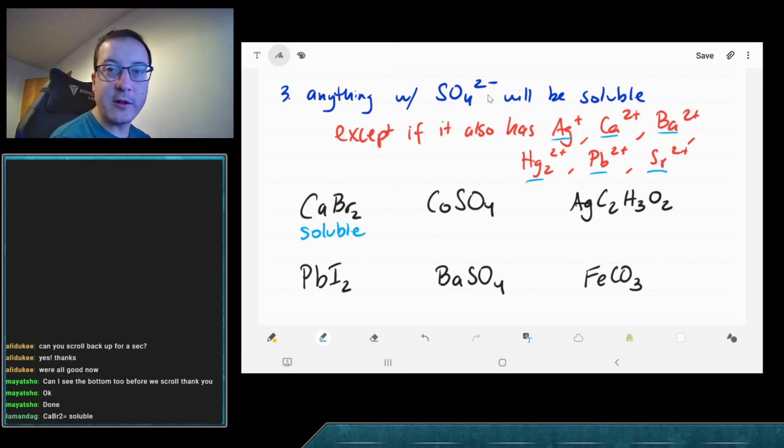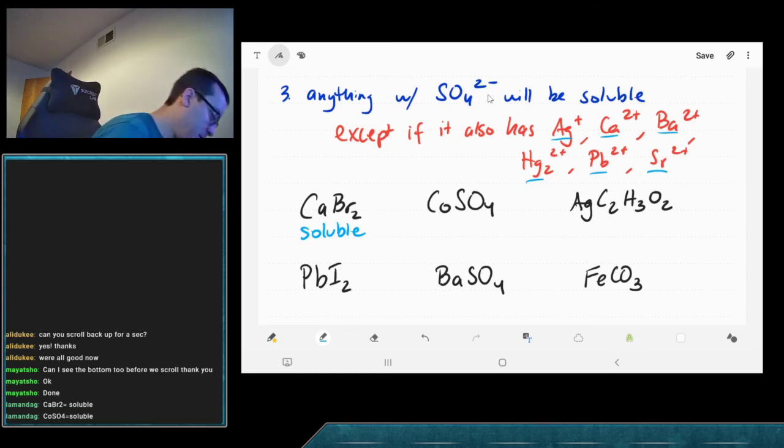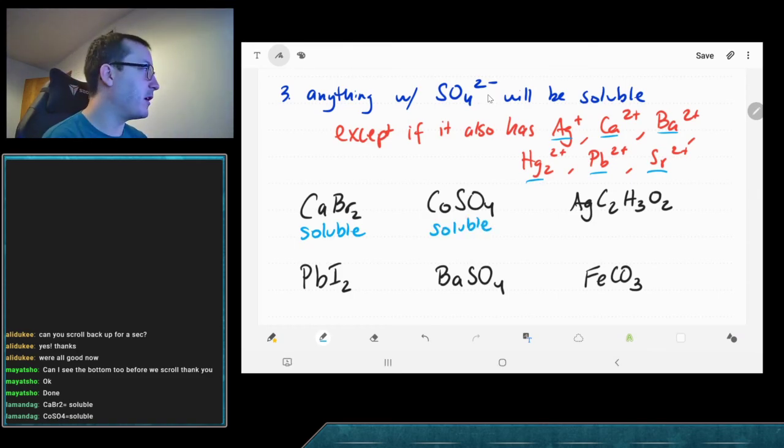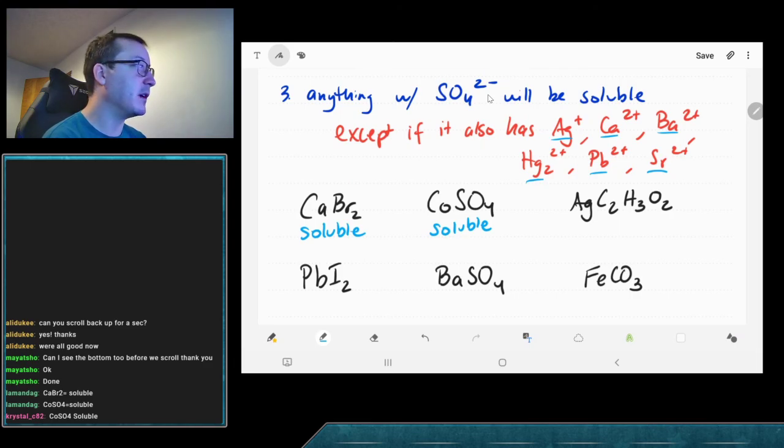How about cobalt 2 sulfate? What are we going to think? Yes, should be soluble as well. Let me address the bromide first. So things with Br minus will be soluble, unless it has silver, lead, or mercury. Calcium is not one of those, so it should be soluble. With cobalt 2 sulfate there, we have a sulfate. Sulfates are soluble, with a couple of exceptions. Cobalt is not one of the exceptions there. So it should be soluble.